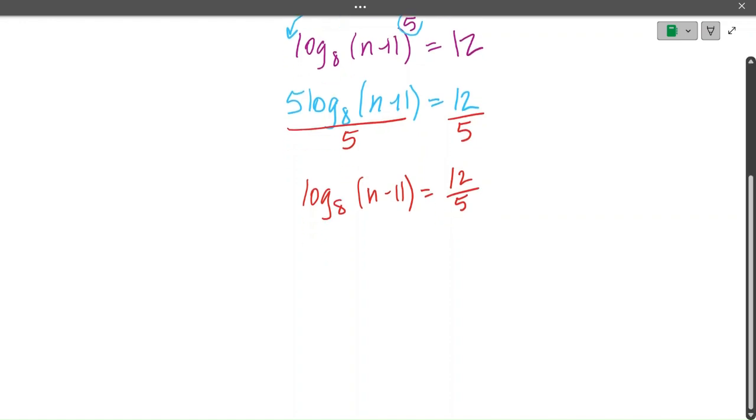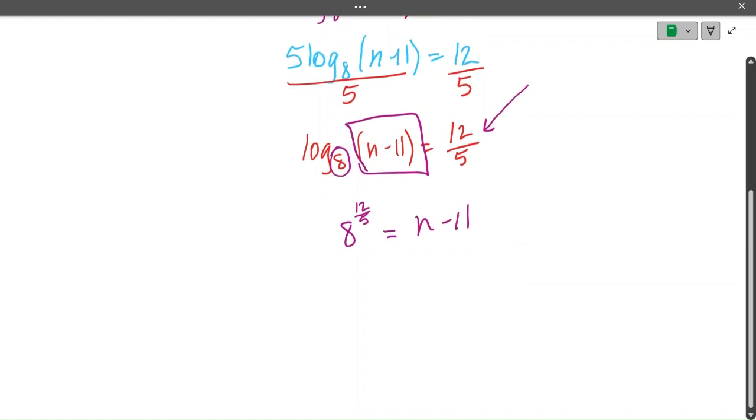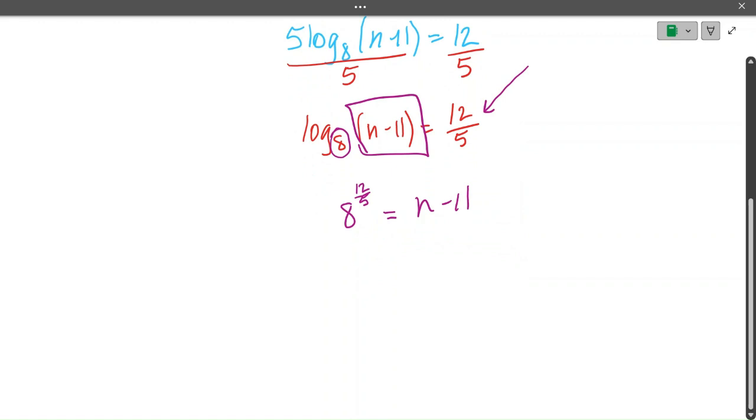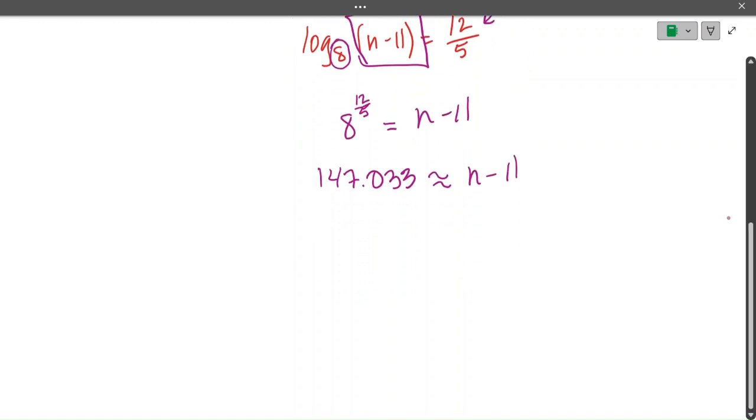So I'm now going to rewrite this as an exponent. So I'm going to say 8, that's our base, to the power of 12 fifths, is equal to what's inside of the log, which is n minus 11. So when I put this into my calculator, I find that 8 to the power of 12 fifths is about 147.033, so I'm going to use the approximately equal sign: approximately equal to n minus 11.